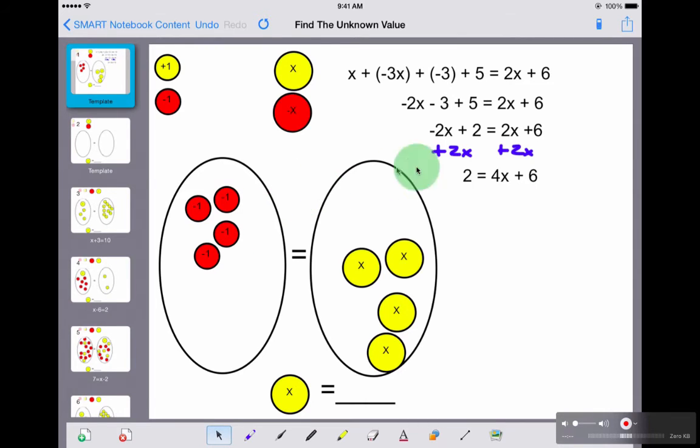So what we've actually done from this point, where we were a little while ago, is you could say we added negative 6 to both sides, or we subtracted 6 from both sides.